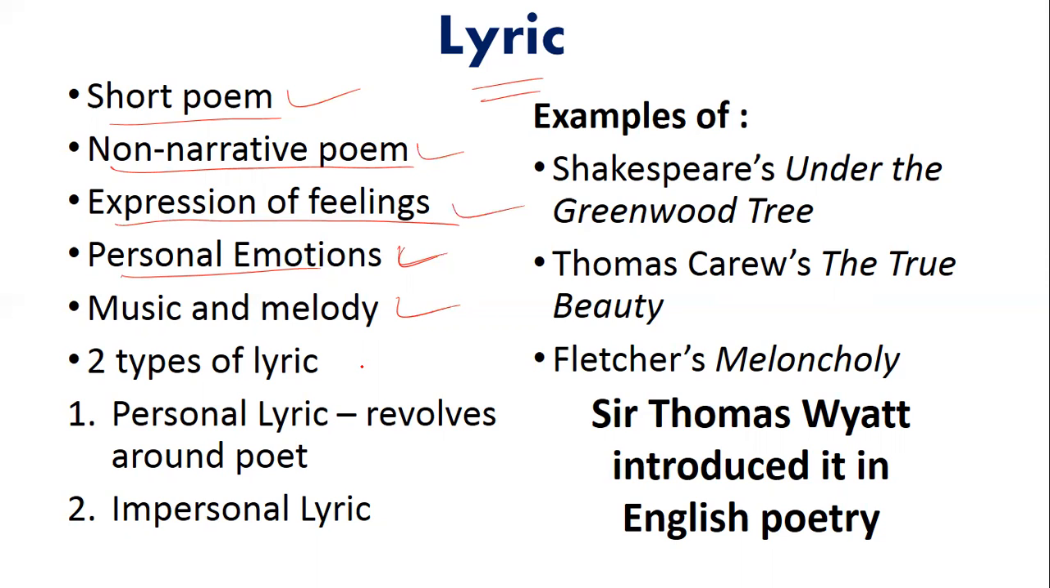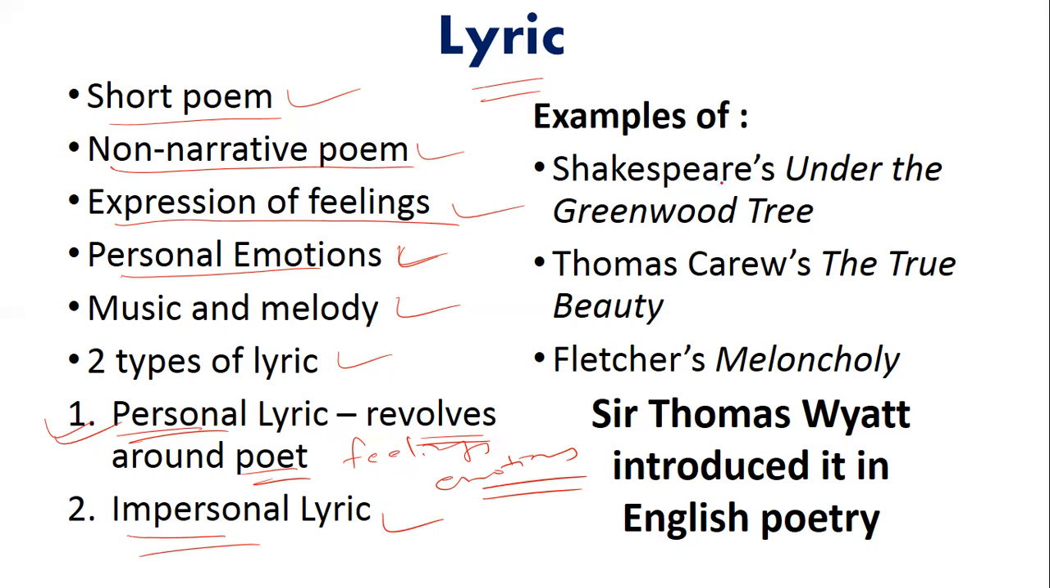Then two types of lyric are there. First one is personal lyric. Personal lyric includes the poet's own feelings and emotions. So the poet's feelings and emotions are included in such types of lyric. It revolves around the poet only, that's why it is called personal. Then impersonal lyric. Impersonal lyric is written for someone else, or on nature or any object outside there. So that's why it is called impersonal lyric.